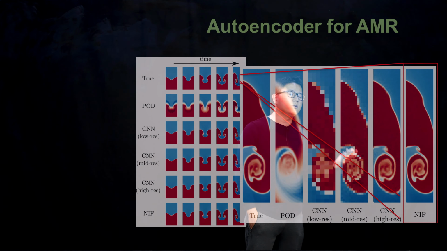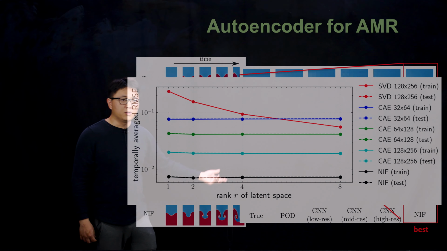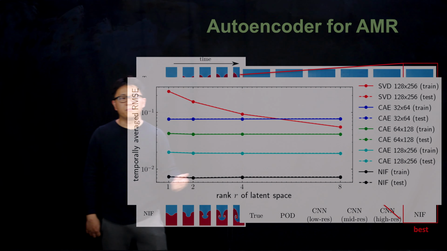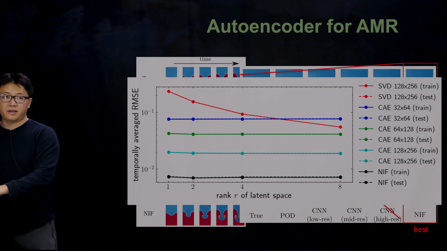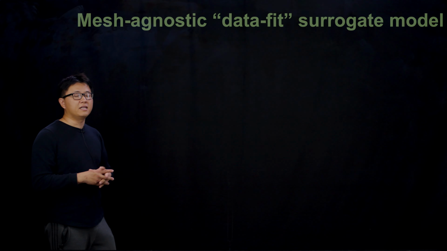If we plot the reconstruction and testing error versus the number of ranks that you use in the latent space, you can see NIF, the black line here, outperforms other methods. Okay, this is great. The next application I want to show is a mesh-agnostic data-fit surrogate model.